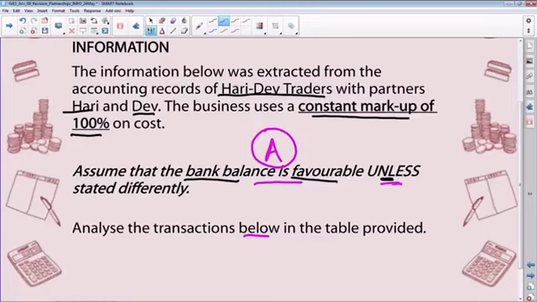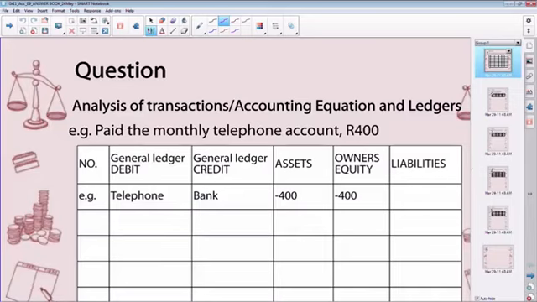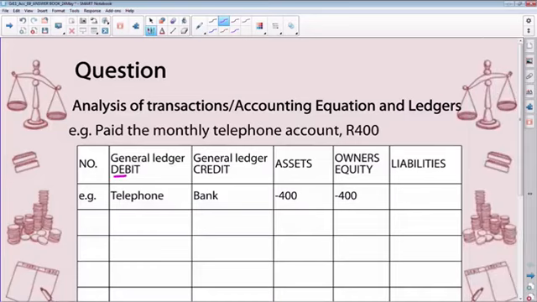Right, so we're going to be analyzing the transactions below in the table provided. So before we look at the actual transactions, let's go to the table so we can understand the various columns in the table. Okay, so there we have our columns. So number, obviously that refers to the actual transaction. Then general ledger, which account gets debited. General ledger, which account gets credited, and then very, very important, the impact this has on the accounting equation. A is equal to O plus L, assets, owner's equity, and liability. Now, they have given us an example, obviously, to show us in terms of the amount, the plus, the minus signs, etc. I'm not going to go through the example with you guys. I'm going to go straight to the first transaction. So let's do that.